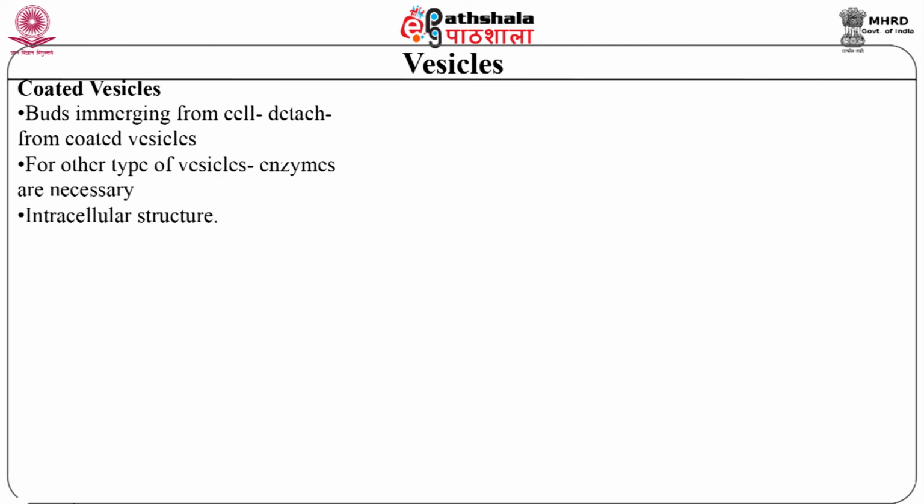Coated vesicles. These are the vesicles that are formed when emerging buds are detached from the cell membrane. Depending on the formation of the vesicle, the formation of the outer coat may be from the vesicle, whereas in other cases other enzymes are necessary to form the vesicle. It is an intracellular structure.